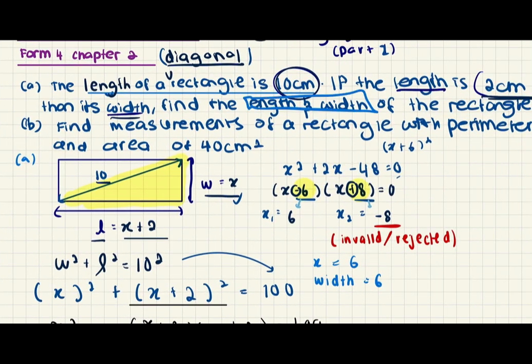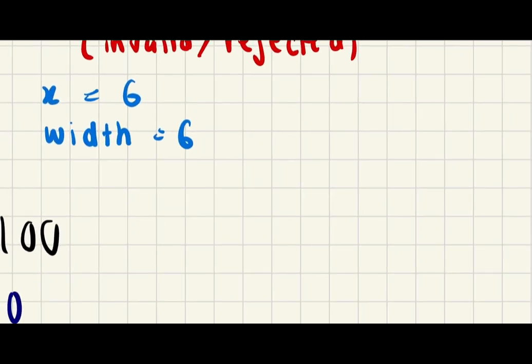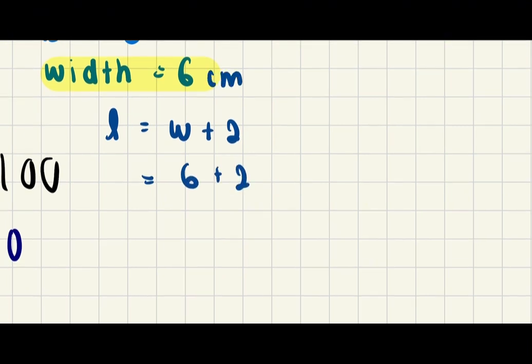Now we want to find length because question says length and width. Don't think that when you find the x is already finished for you. No. Okay. First you have the width, and we know that the length is equal to width plus 2. We got our width is 6 plus 2, which is, put your cm first, equals 8 cm. Don't forget the unit. Okay.